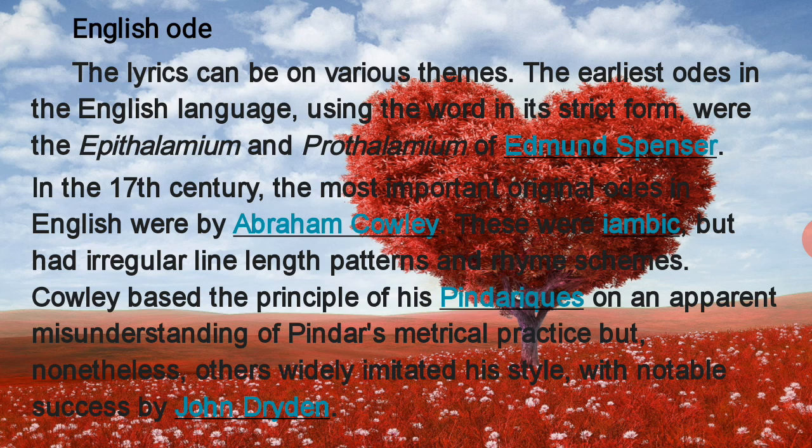The lyrics can be on various themes. The earliest odes in the English language using the word in its strict form were the epithalamium and prothalamium of Edmund Spenser. In the 17th century, the most important original odes in English were by Abraham Cowley. These had irregular line length patterns and rhyme schemes. Cowley based them on the principle of the Pindaric, on an apparent misunderstanding of Pindar's metrical practice, but nonetheless others widely imitated his style, with notable success by John Dryden.